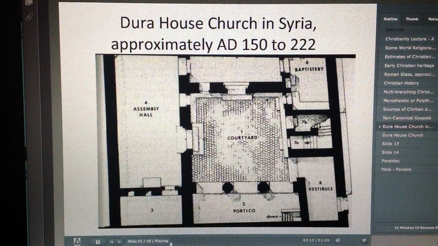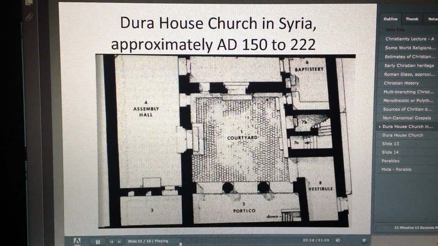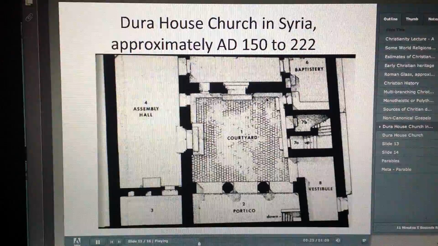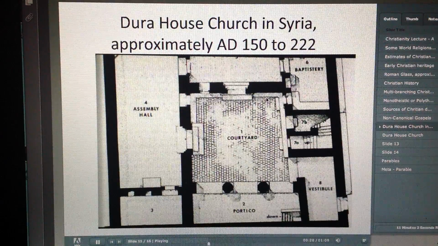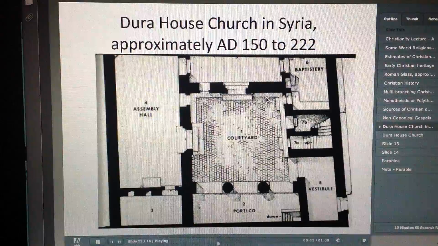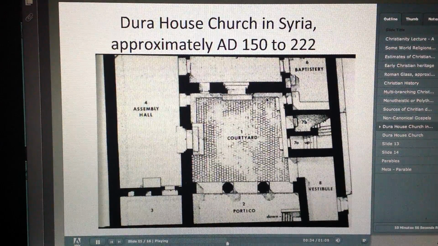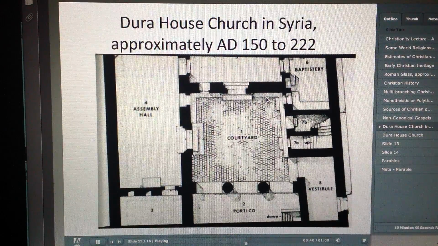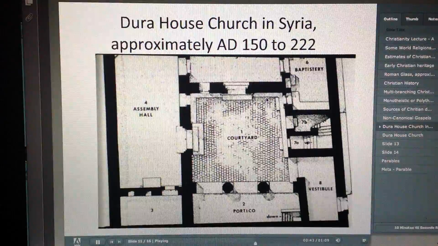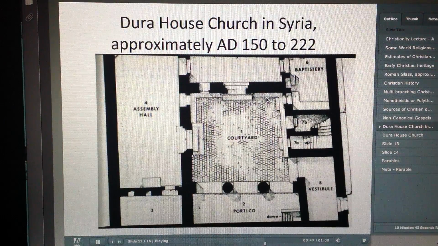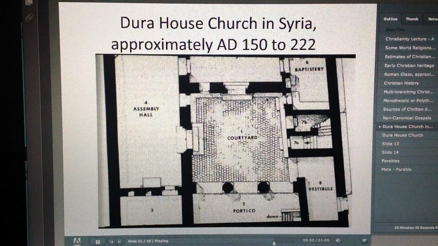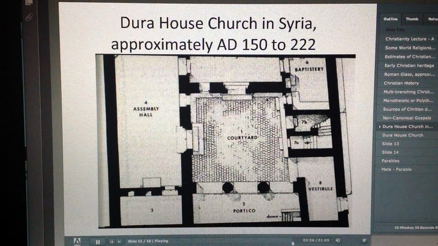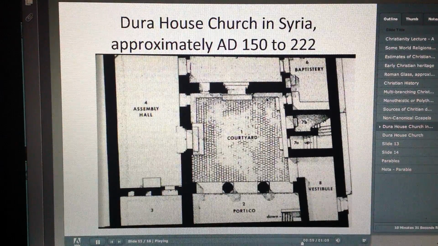Certainly my favorite site to talk about, and one that will show up on your final examination, is an archaeological discovery made in the 1930s in the country of Syria at a site called Dura Europos. It's called the Dura House Church, and dates from around AD 150 to 222. It was an individual's private home which had been modified, with the courtyard still used for receptions, but the room to the left of the courtyard was an assembly hall for prayer, and the room to the upper right corner of the courtyard was a Beth Kadeshe. That's the Aramaic word for a baptistry, the room for giving of the soul and the name of an individual.